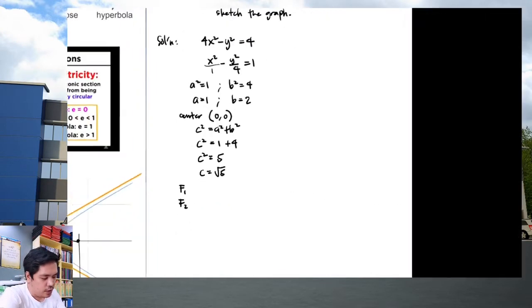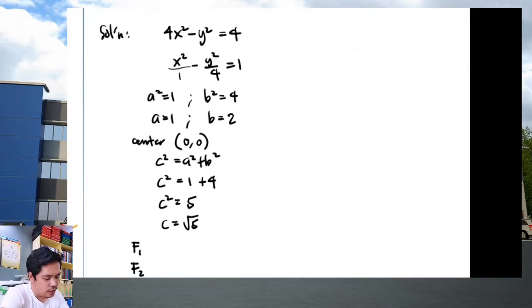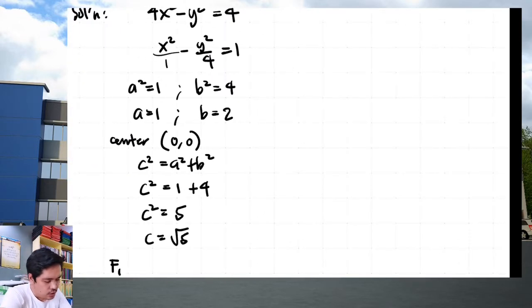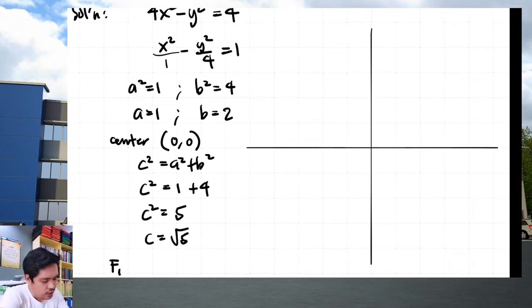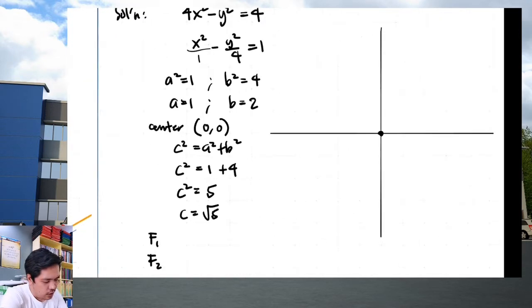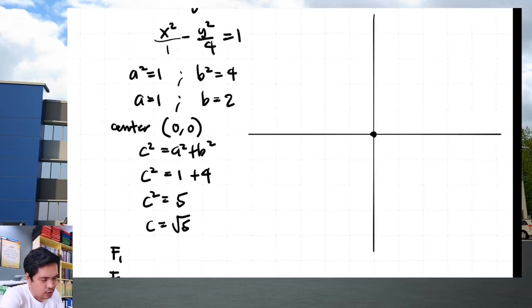Let's graph it first. It's easy. So, let us graph this one. Okay, the center is at the origin. And the value of A, since we're on the transverse axis, A is measured horizontally. So, the value of A is 1. Therefore, these are the vertices. This one and this one. Where are our vertices? Then our B would be 2.